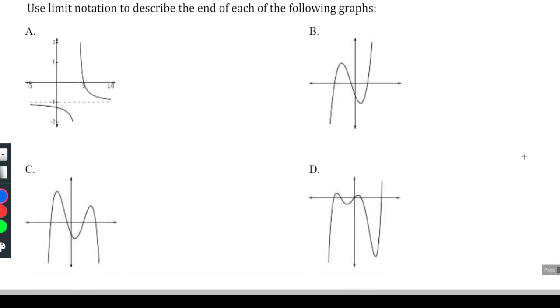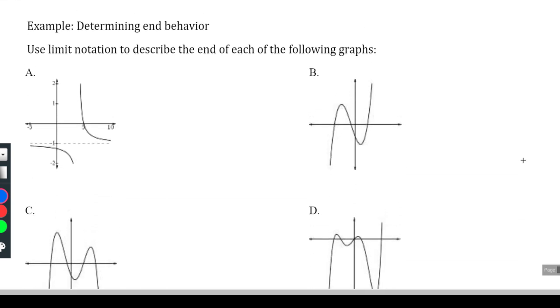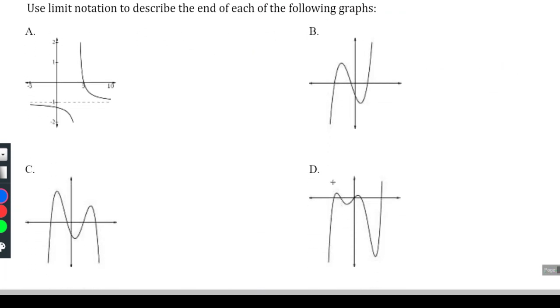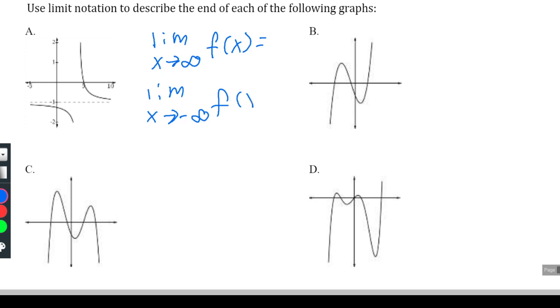Alrighty. So using that, we're going to write the end behavior in limit form. We can always start off by writing the limit as x approaches infinity and the limit as x approaches -infinity of f of x equals. And I do want you guys to write this whole thing out, the limit as x approaches infinity of f of x, because it will help you, and you'll have to know it.